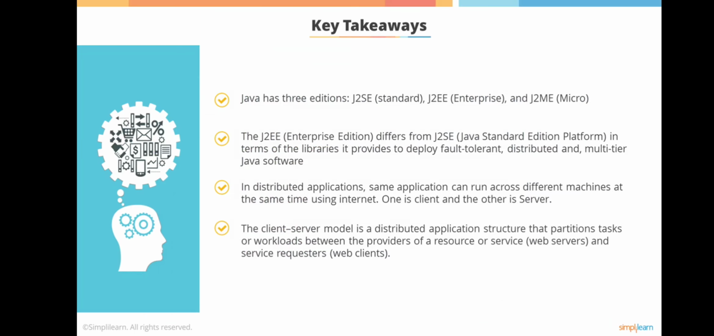At the end of the session, we've understood that Java has three editions: Standard, Enterprise, and Micro. The Enterprise edition differs from the Standard edition in terms of the libraries it provides, fault tolerance, better deployment, better distribution of processing load, and multi-tier Java software. In distributed applications, the same application can run across different machines at the same time using the internet. One is the client and the other is the server.